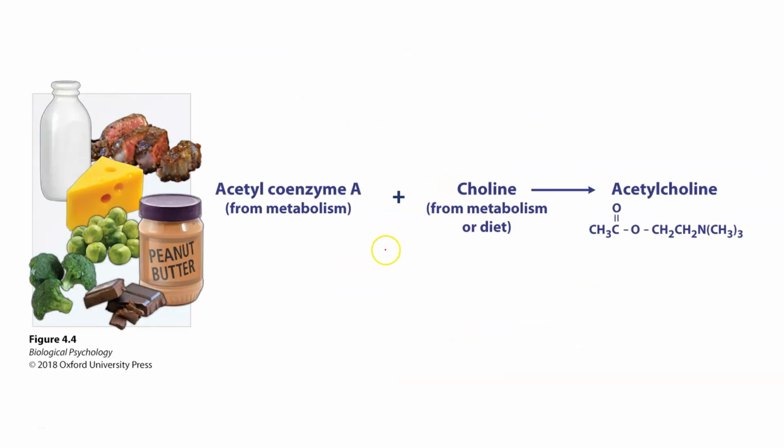And so your textbook kind of gets at the synthesis of acetylcholine the same way. Acetyl coenzyme A, which comes from breaking down substances, and choline, which could come from metabolism but also comes from diet, is used to make acetylcholine, the neurotransmitter.